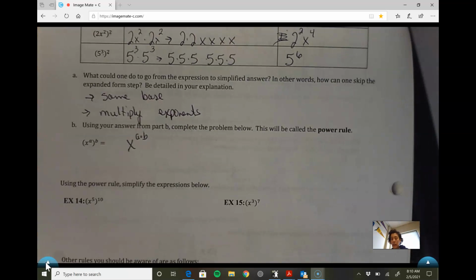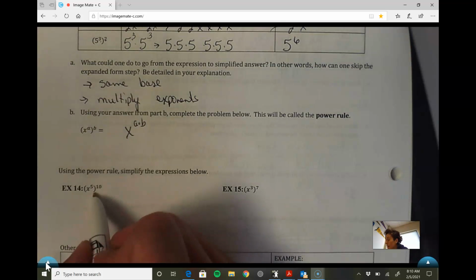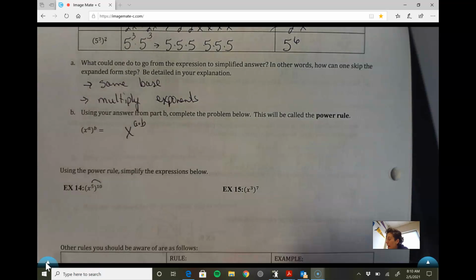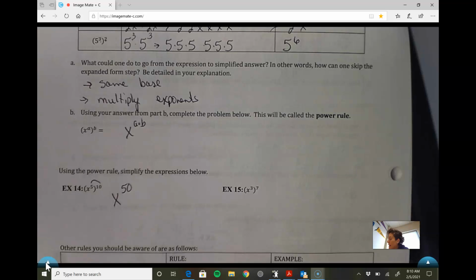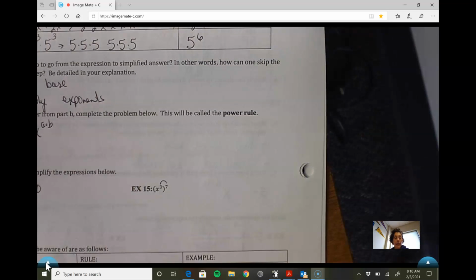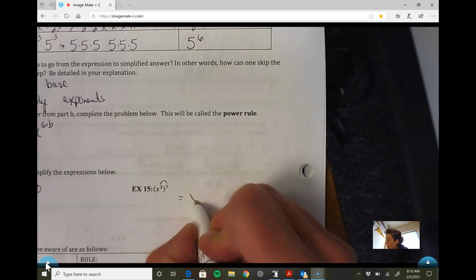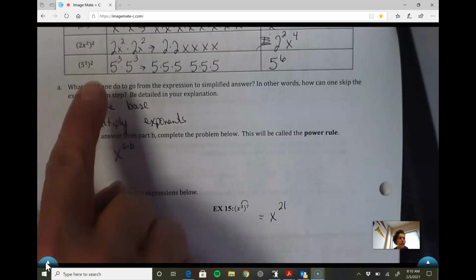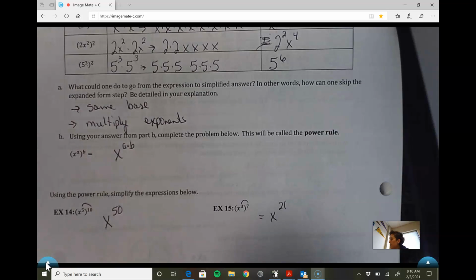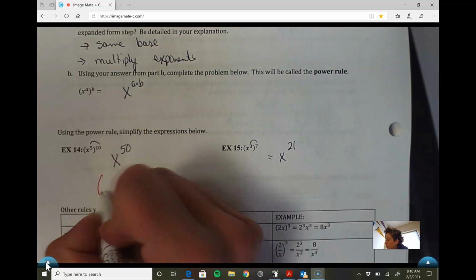All right, let's take a look here then. So according to this, I don't want to write this out. This would take forever. I can just distribute that exponent in and get x to the 50th power. And I can distribute this exponent in, multiply, and get x to the 21st power. And just because there's not an example of a number, let's just bring this one down and walk through it.